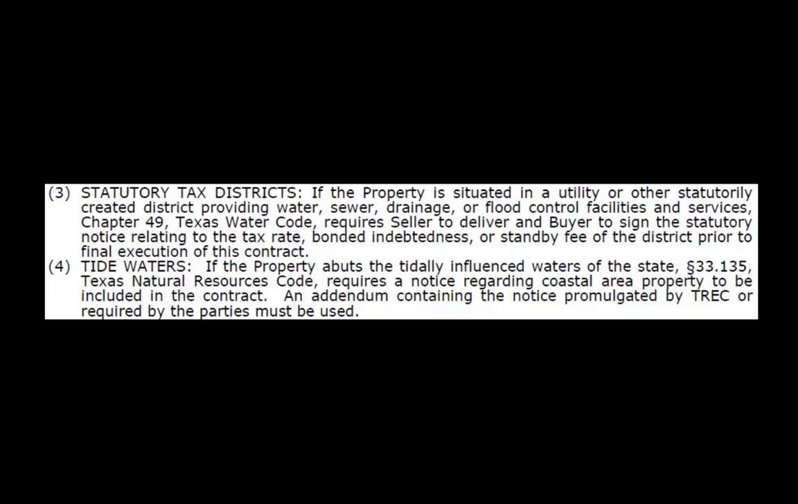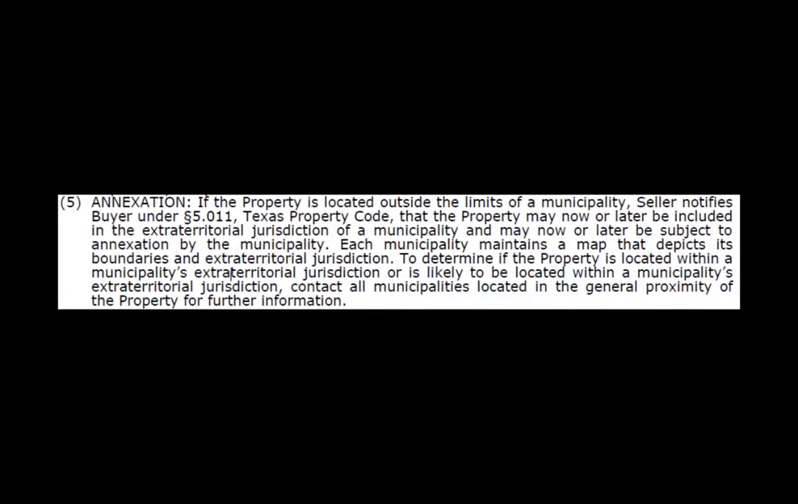Number 4, tidewaters. This really just has to do with coastal properties, oceanfront properties. Number 5, annexation. This is if the property is in the ETJ, or the extraterritorial jurisdiction area outside of the city limits of a town, and it's likely to be swallowed up by the town. This is just serving notice that the area could be annexed at some point. Maybe you'd have certain taxes that would be due if it is annexed. So just be aware if you're in one of those areas in the urban sprawl situation, then you could get some extra taxes at some point if you're swallowed up.